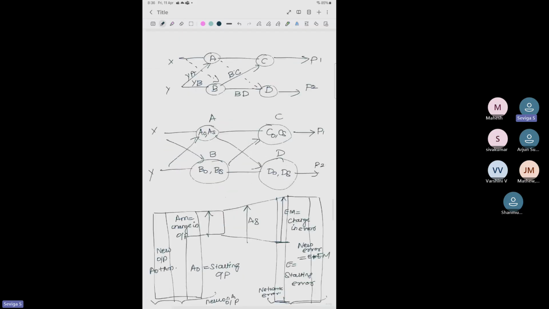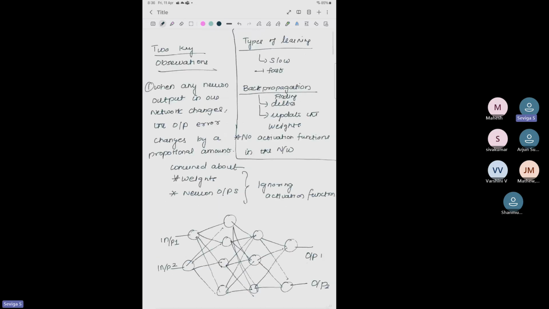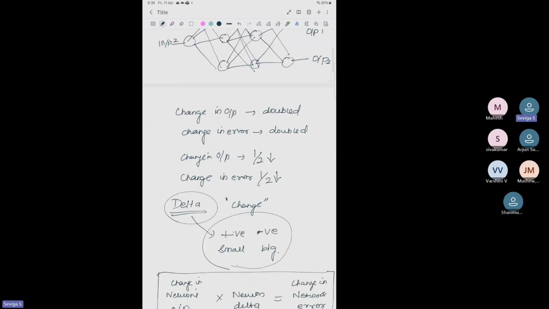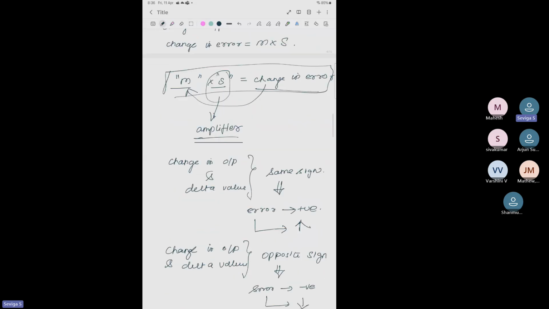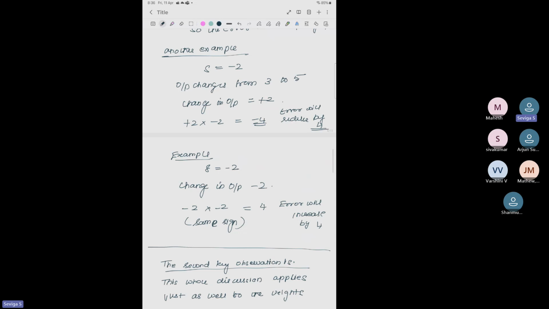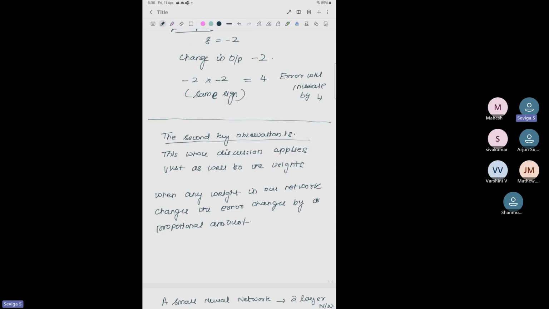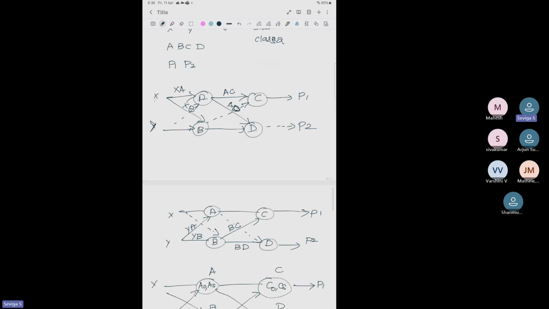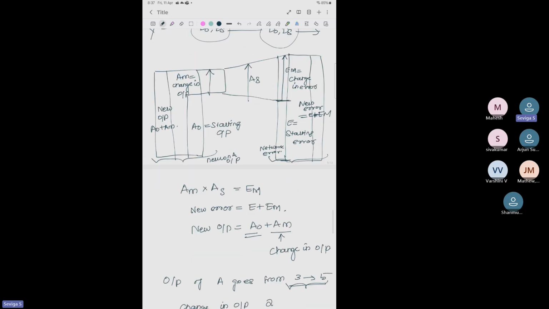In today's class, we started off with two observations. The first observation told us how the change in the network output is related to the change in the error, through a number called delta. Then the second observation was that the weights are also related to the network error by means of the same delta. We took a small neural network to understand this, and we saw the relationship between the change in output and the change in error in this neural network.